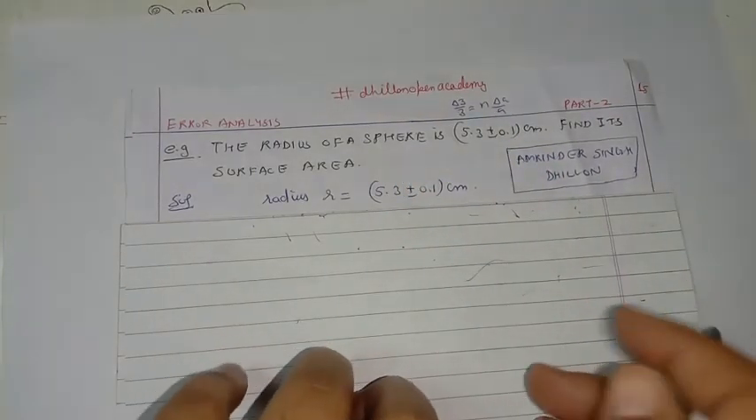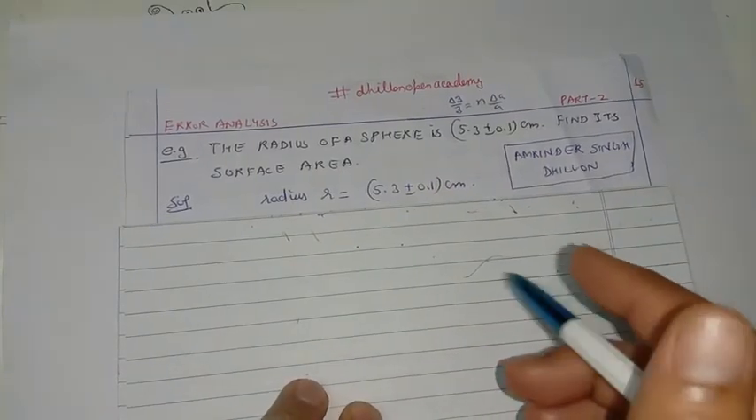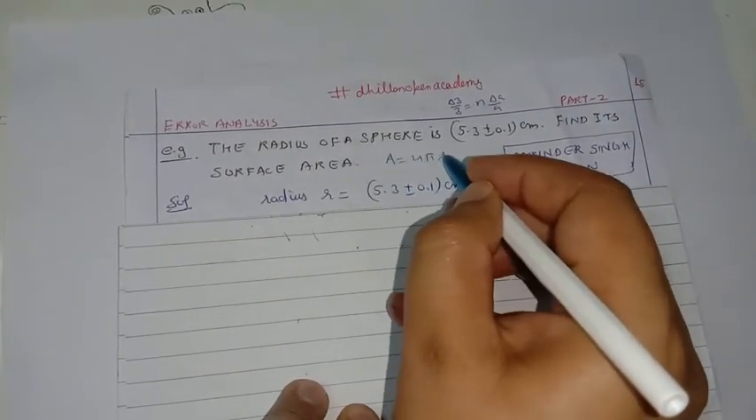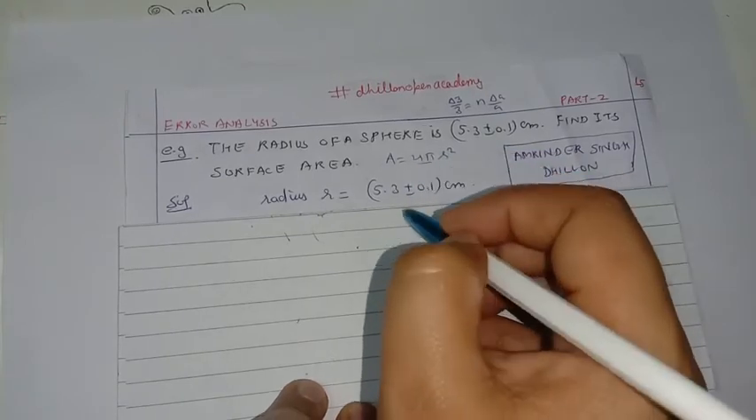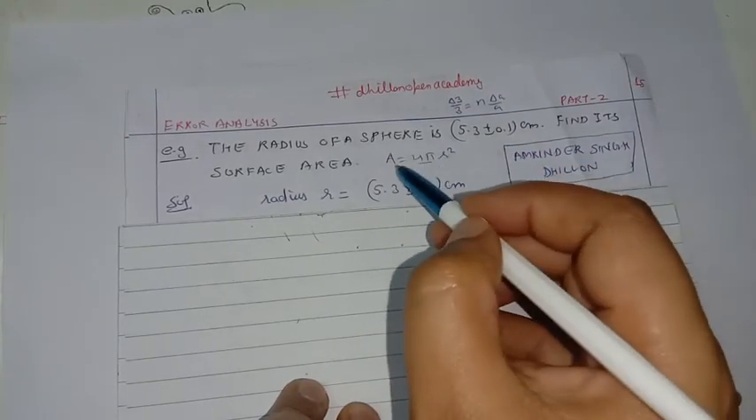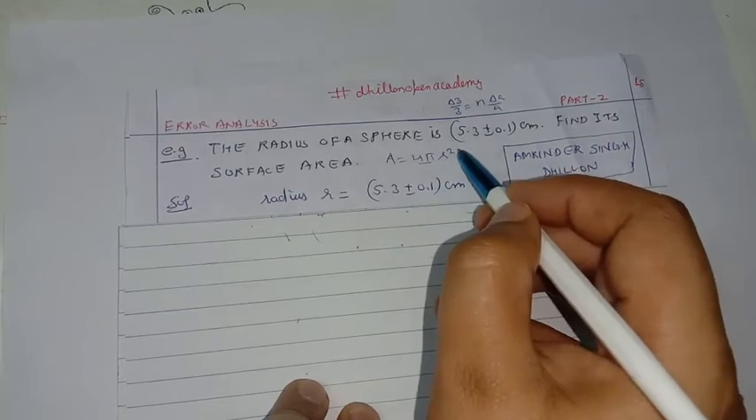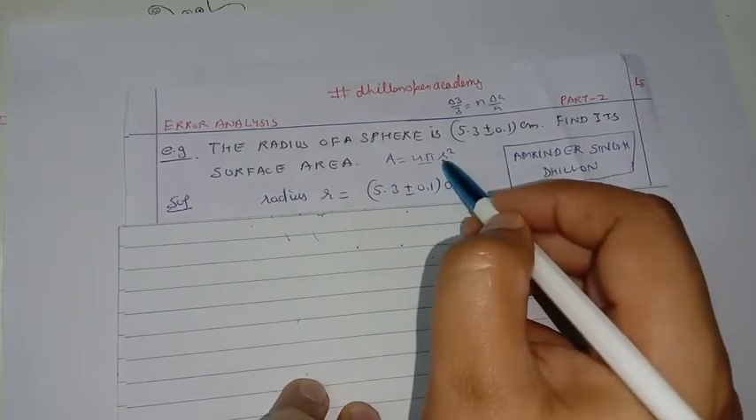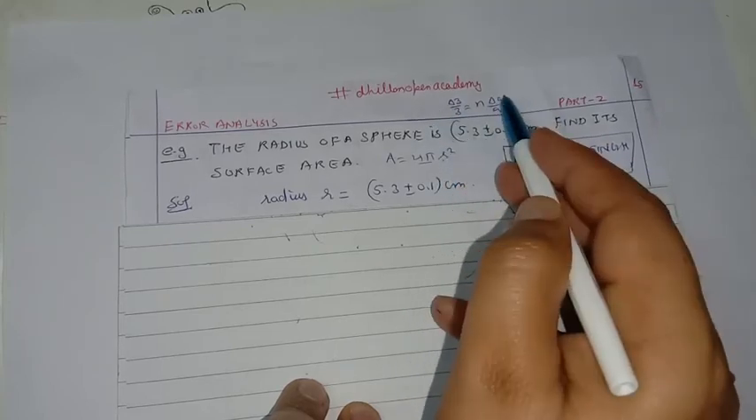So the radius of the sphere is given, and we have to find the surface area. We know that the surface area of a sphere is 4 pi r square. 4 pi is a constant term, that is, A is proportional to r square. So the quantity A is raised to the second power of the radius. So we will be using this particular result.